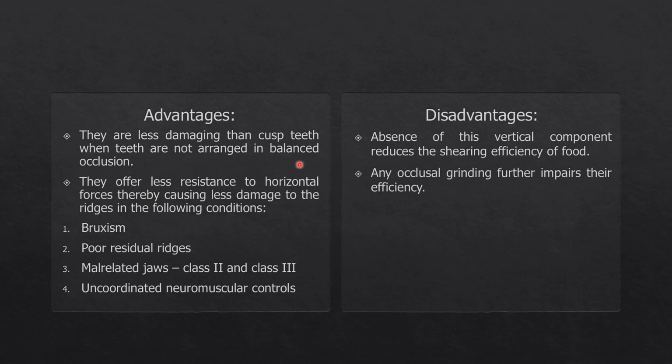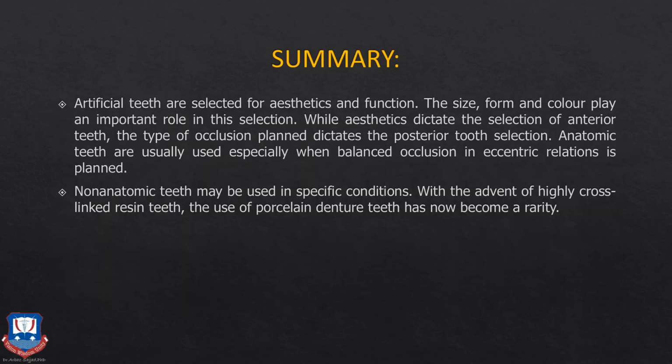But the main disadvantage is that, since we do not have any cusp, the shearing or masticatory efficiency is reduced in such patients. The patient has to put in more effort to grind the food. So this is the major drawback of non-anatomic teeth. Of course, they are also not too aesthetic. So this brings us to the end of this lecture. This was a short lecture about selection of teeth.